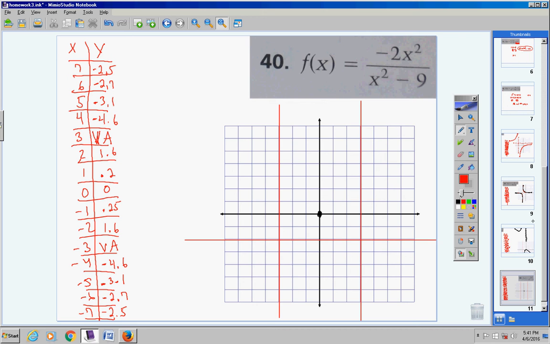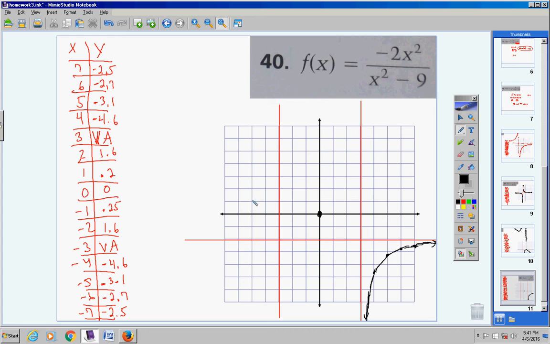Okay, here we go. 7 is negative 2.5, so 7, negative 2.5. 6 is negative 2.7. 5 is negative 3.1. 4 is negative 4.6. So I think we can see what's going on, can't we? It's getting closer and closer to the horizontal asymptote, like this, and it's coming down and getting closer and closer to the vertical asymptote. These asymptotes really help you see what's going on with the graph.